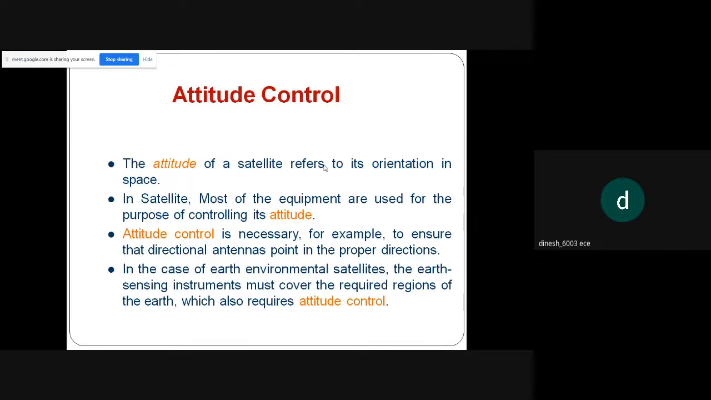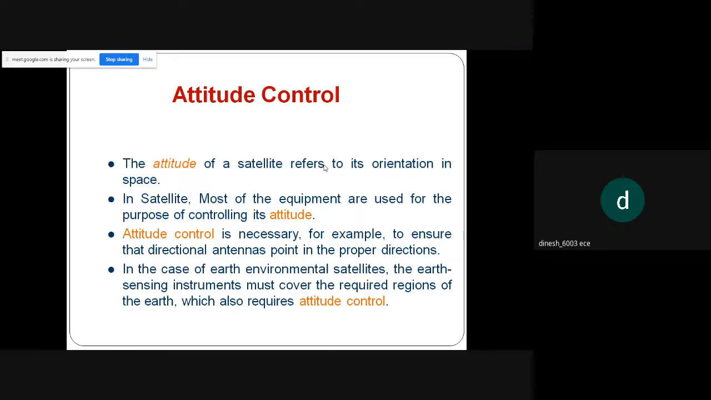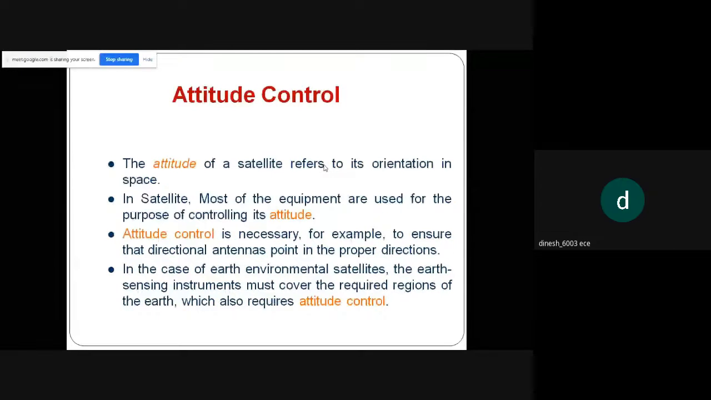For example, if you want to point towards a particular point on the Earth, the attitude will be tuned such that the appropriate points will be observed or measured. For example, my satellite is focusing on a particular region of Thar Desert. So I should give instructions to the attitude control to focus on the Thar Desert.